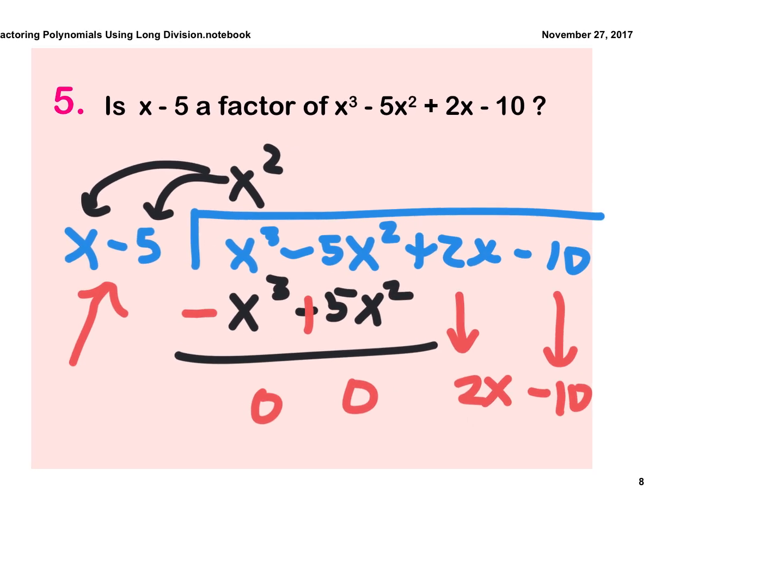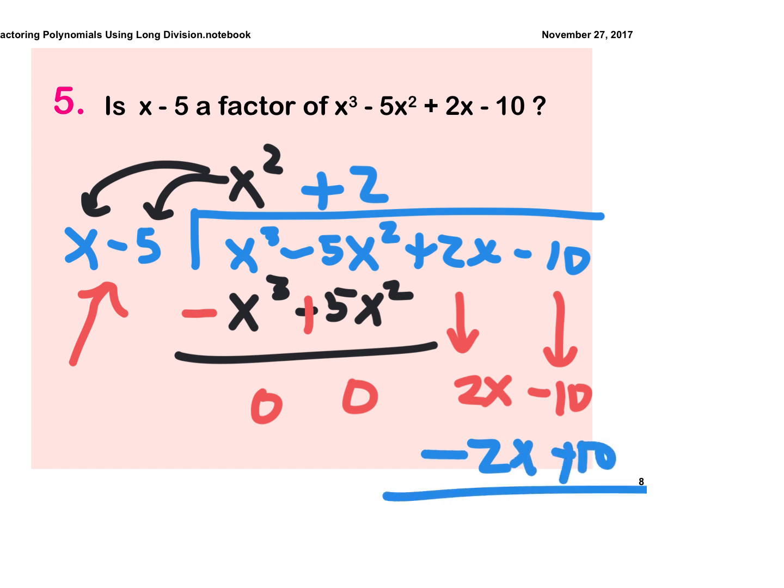And then you go, what do I put here? Default to a positive if you're not sure. 2 times x is 2x. 2 times the negative 5 is negative 10. Draw the line. Opposite, opposite. They cancel. 0 remainder. Sweet. There we go. Is that a factor? Yeah.